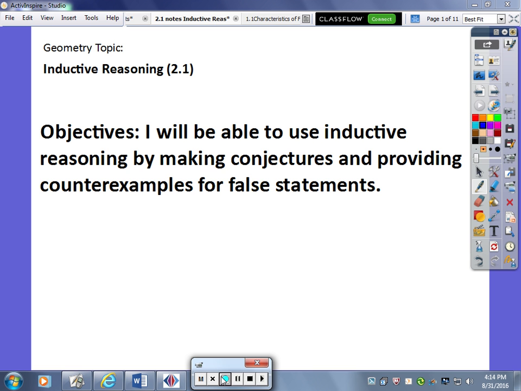Unit 1 is about logic reasoning and our first lesson is about inductive reasoning. The objectives for the day will be to be able to use inductive reasoning by making conjectures and providing counterexamples for false statements.